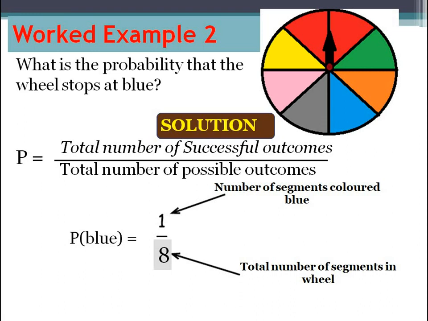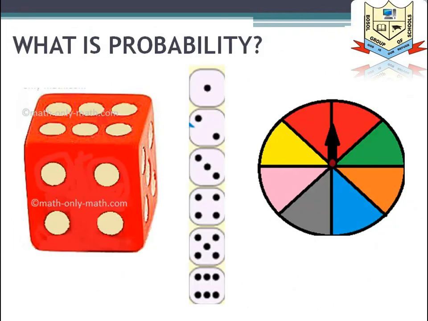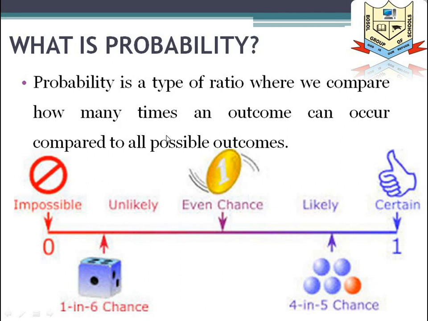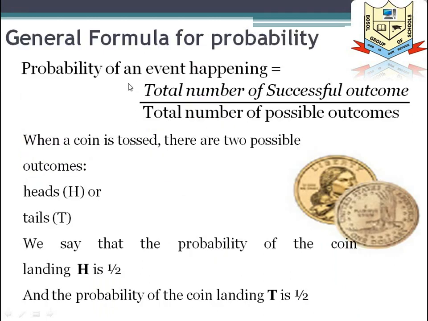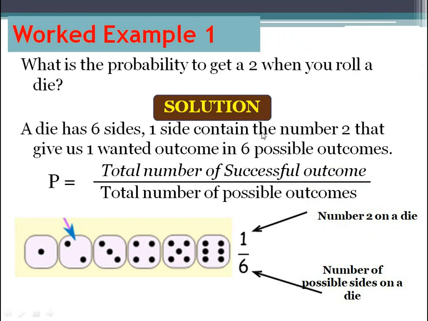Please do solve various questions on probability. But before I end this video, I would like to take a quick recap of what we've considered today. We started with probability, and we said probability is a type of ratio where we compare how many times an outcome can occur compared to all possible outcomes. And I made you understand that probability ranges from 0 to 1. On no occasion do we have a probability less than 0, and on no occasion do we have a probability greater than 1. Then we looked at the general formula for probability, and that is total number of successful outcomes over total number of possible outcomes.